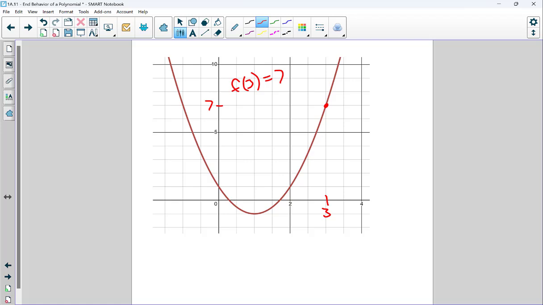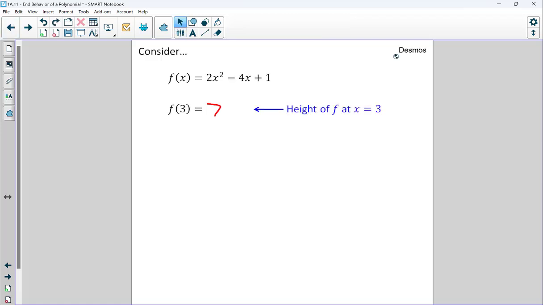The value of the function at x equals 3 is 7. The height of the function at x equals 3 is 7. So there we go. 7 is the height of the function at x equals 3.